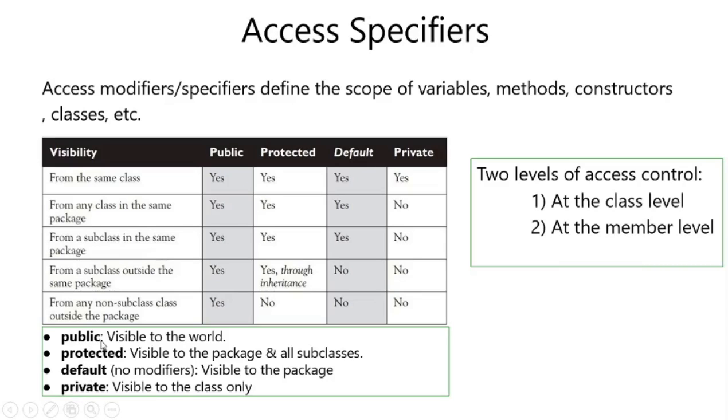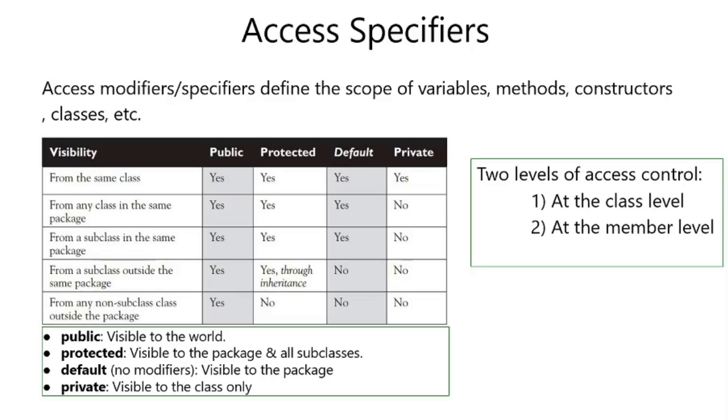Public is the access specifier, which means that whatever members you are declaring as public, those are visible to the world. Protected means members are visible to package and all subclasses. Default means you are not giving any modifier, that means those members are visible to the package. And if you are declaring any member as private, that means that member is visible to class only.